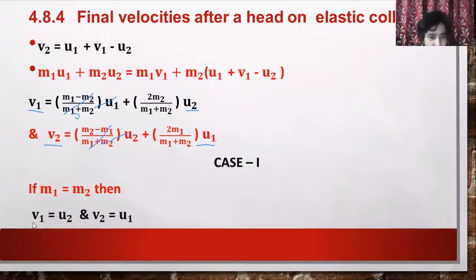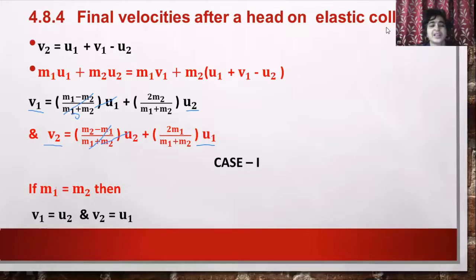See, म्हणजे final velocity of first body is initial velocity of second body and final velocity of second body is initial velocity of first body. That is, thus there is simply exchange of velocities.